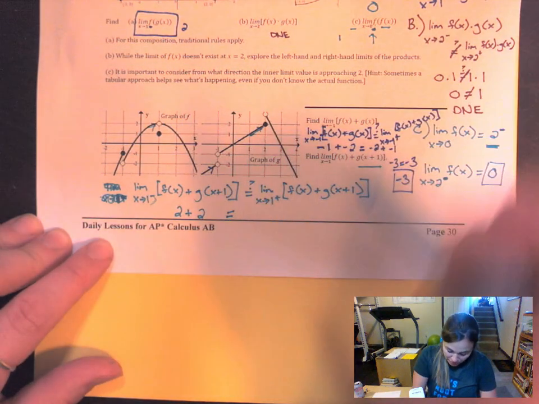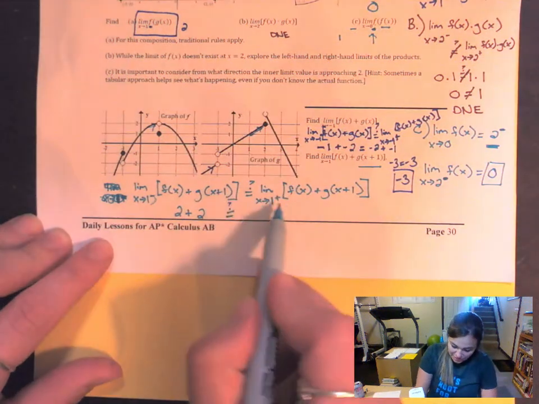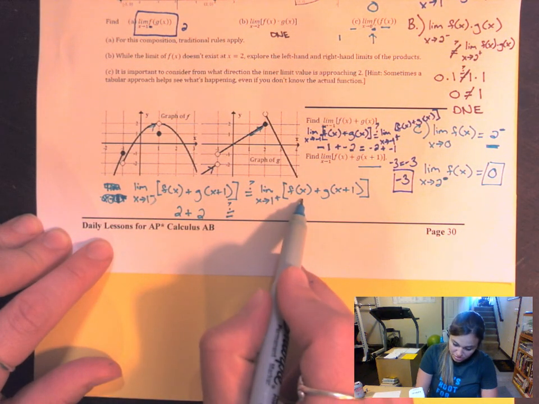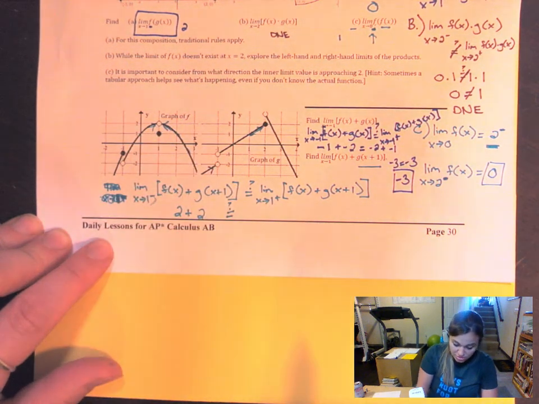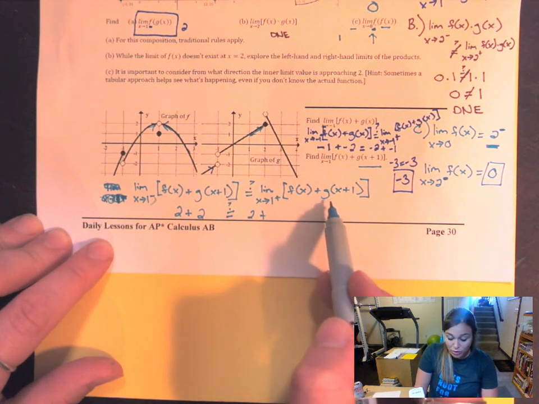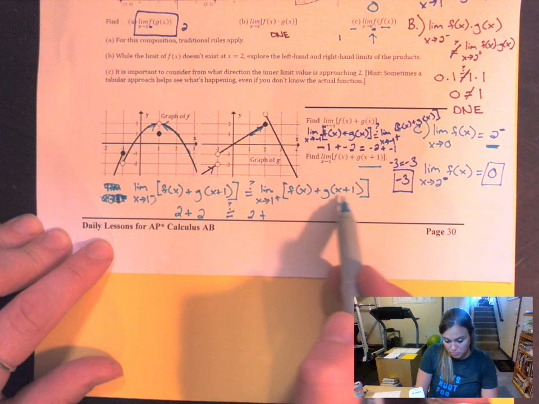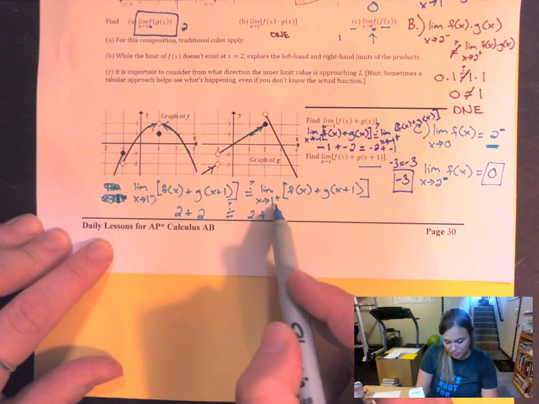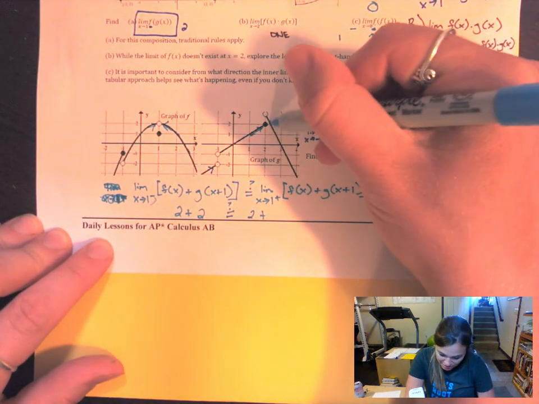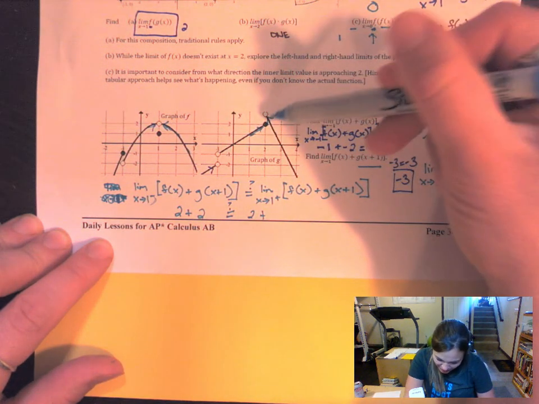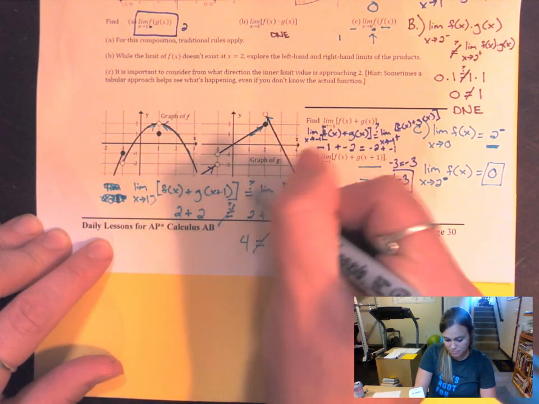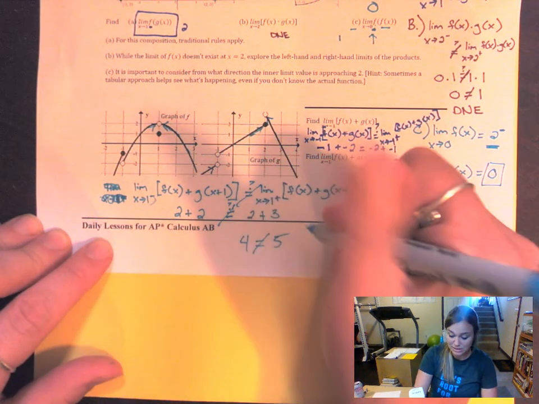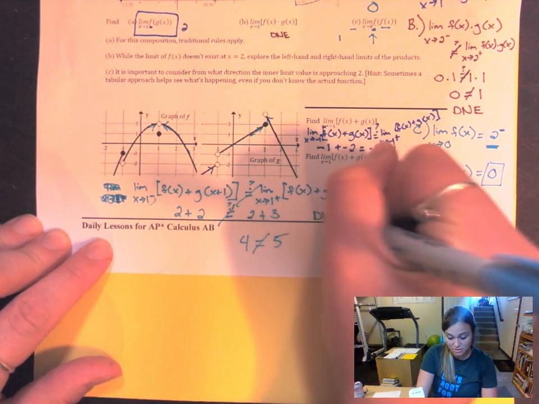And then I'm saying, okay, is this equal to, on the other side, the limit as x approaches 1 from the right of f of x? So 1 from the right of f of x would be 2. G of 1 from the right, so 1 plus 1 would be 2, but it's a little bit to the right, so 2.1. I'm going to the right, would be this value of 3, I'm guessing. These limits do not exist because 4 does not equal 5. The left doesn't equal the right. So this limit does not exist.